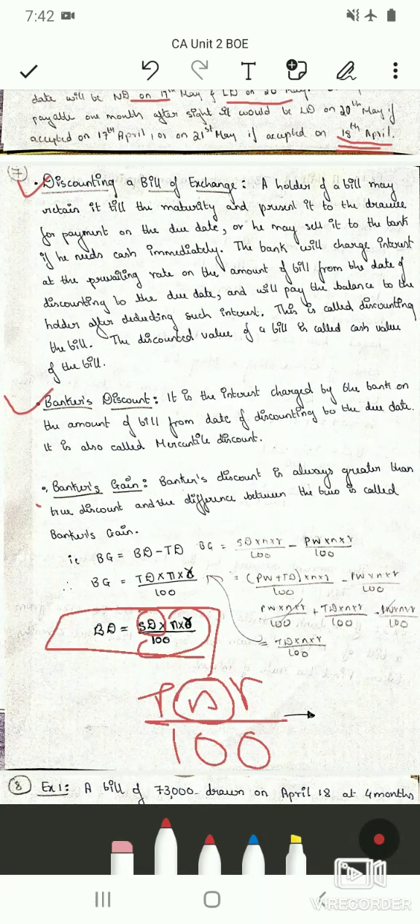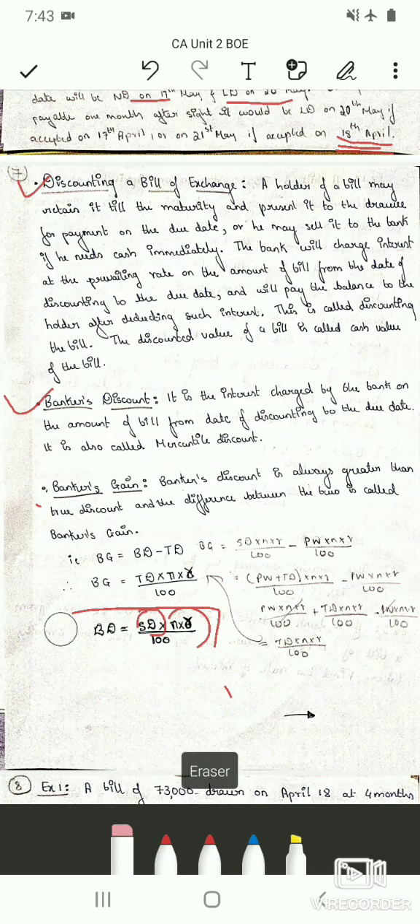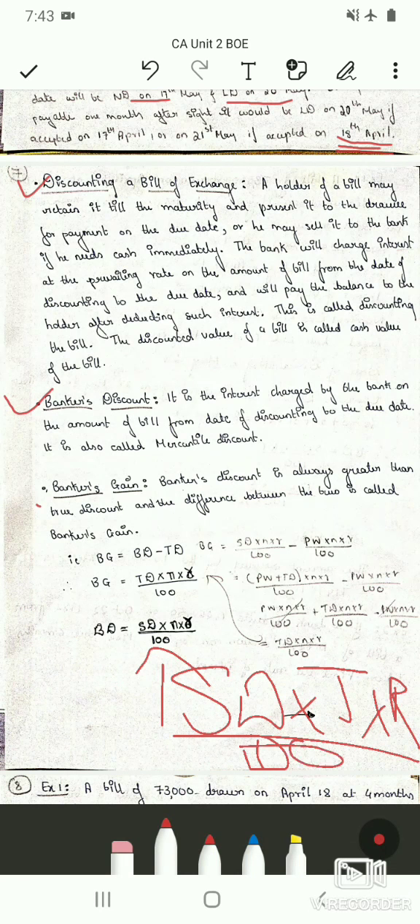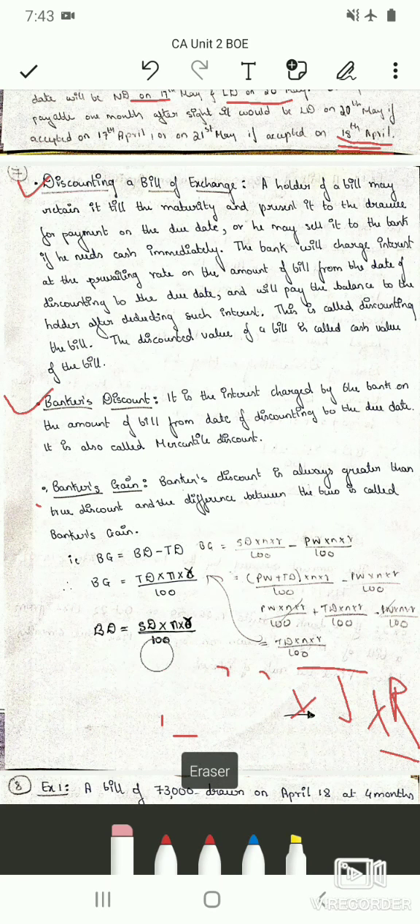Here N is the period from the date of discounting to the due date. R is the rate of interest, and instead of P here we have SD. So this is the formula for banker's discount, that is SD into N into R by 100, or you can write into T into capital R by 100, not a problem.